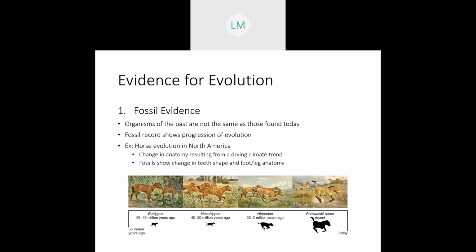One good example that we have is actually horse evolution in North America. We had a change in the environment, from a more forested area to a drier plains type environment. With that change in environment, we had a change in anatomy. There was a change in teeth shape and a change in the foot and leg anatomy. We've got fossils from about 55 to 45 million years ago all the way to recent.